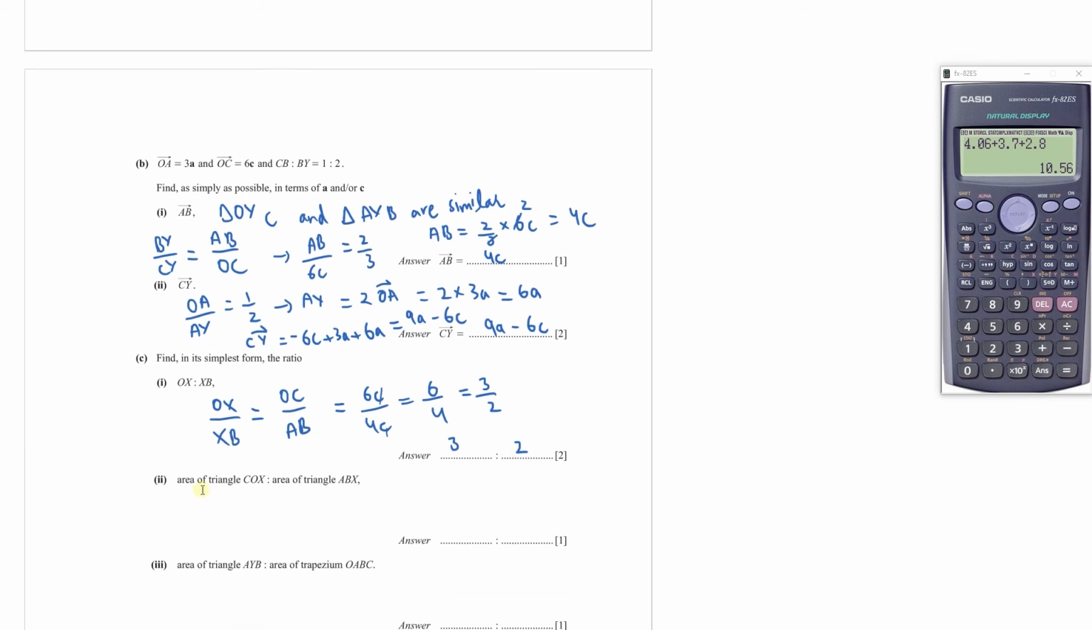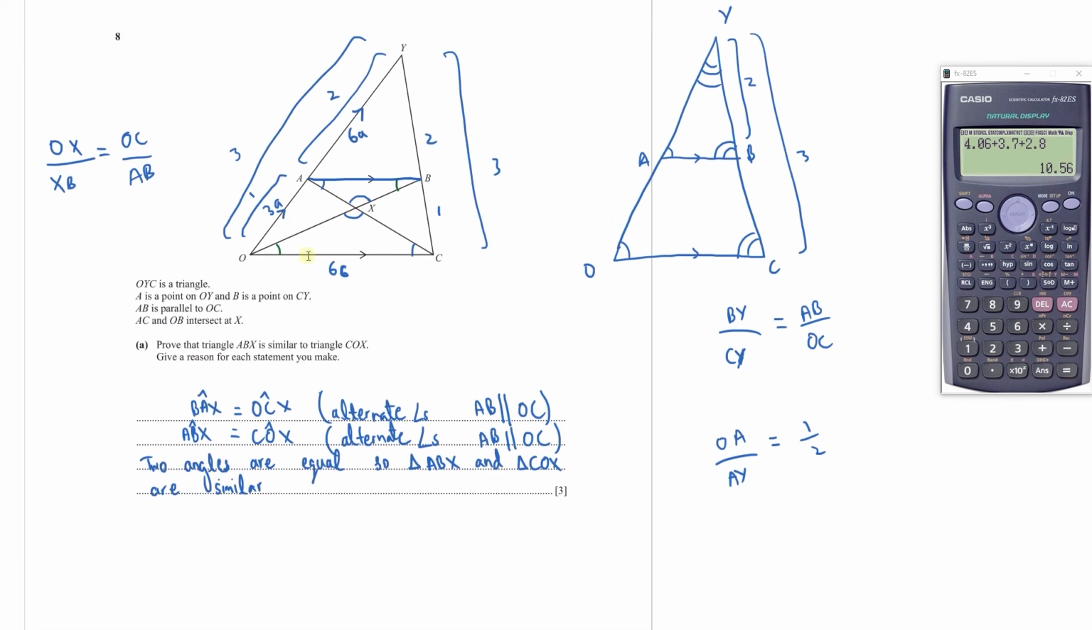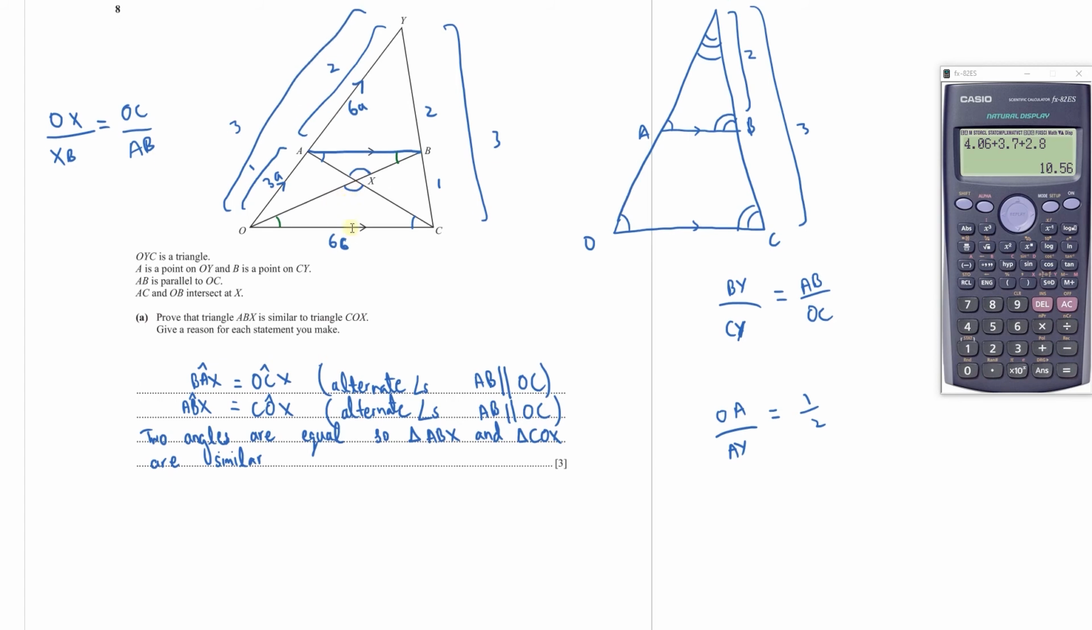The next part is area of triangle COX ratio area of triangle ABX. So COX and ABX. So this triangle ratio area of this triangle. So using the property that you can take the square of the ratio of their corresponding sides, which will give you the ratio of their areas.